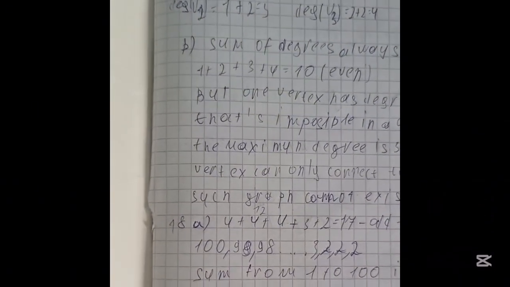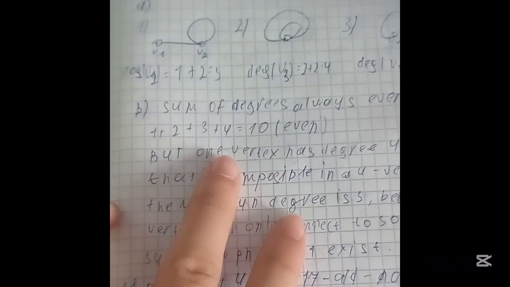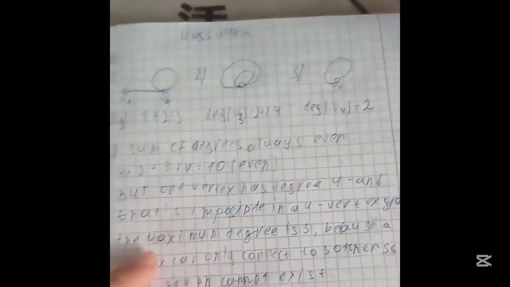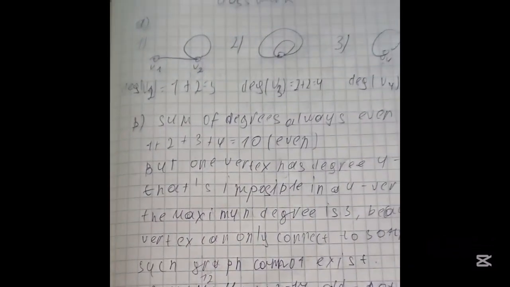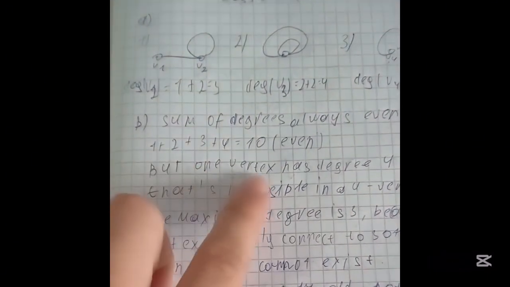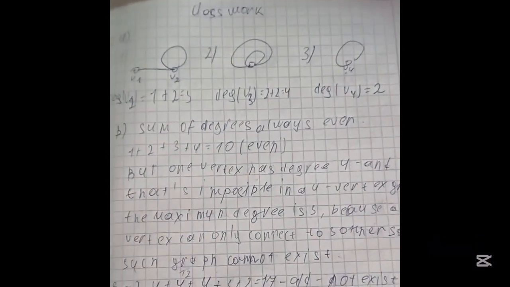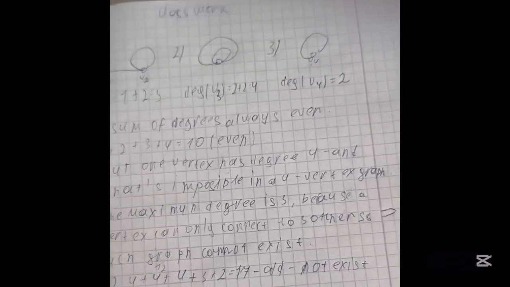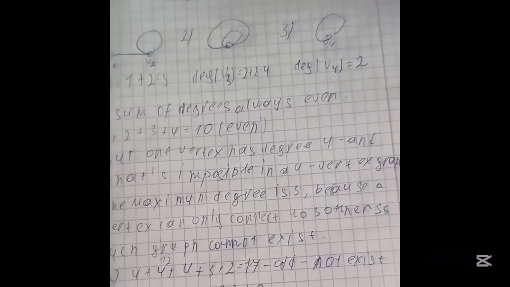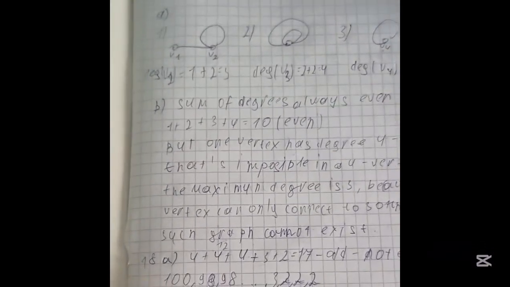Okay, now we go to D. Can degrees 1, 2, 3, 4 exist in a graph with 4 vertices? Firstly, we check the sum of degrees, which must be even. Where we sum this, it is equal to 10, even. But one vertex has degree 4, and that is impossible in a 4 vertex graph. The maximum degree is 3 because a vertex connects to 3 others.